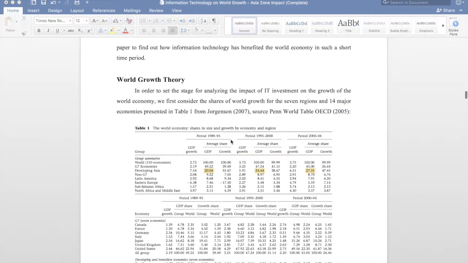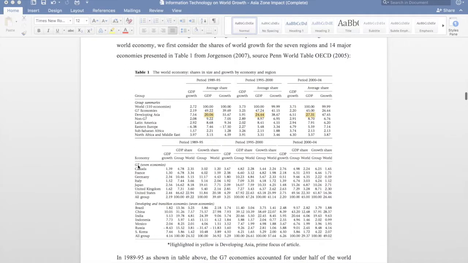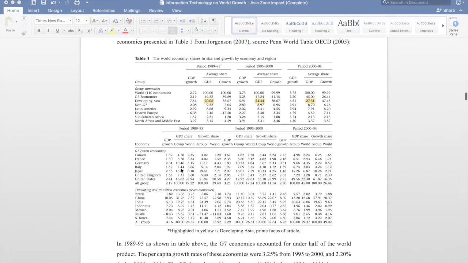This table is just to show what portion of the pie each region takes a piece of. You can see here that the G7's economy from 1989 to 1995 accounts for a little bit more than 50% of the world's growth. However, in 2000 and 2004, it drastically declined.